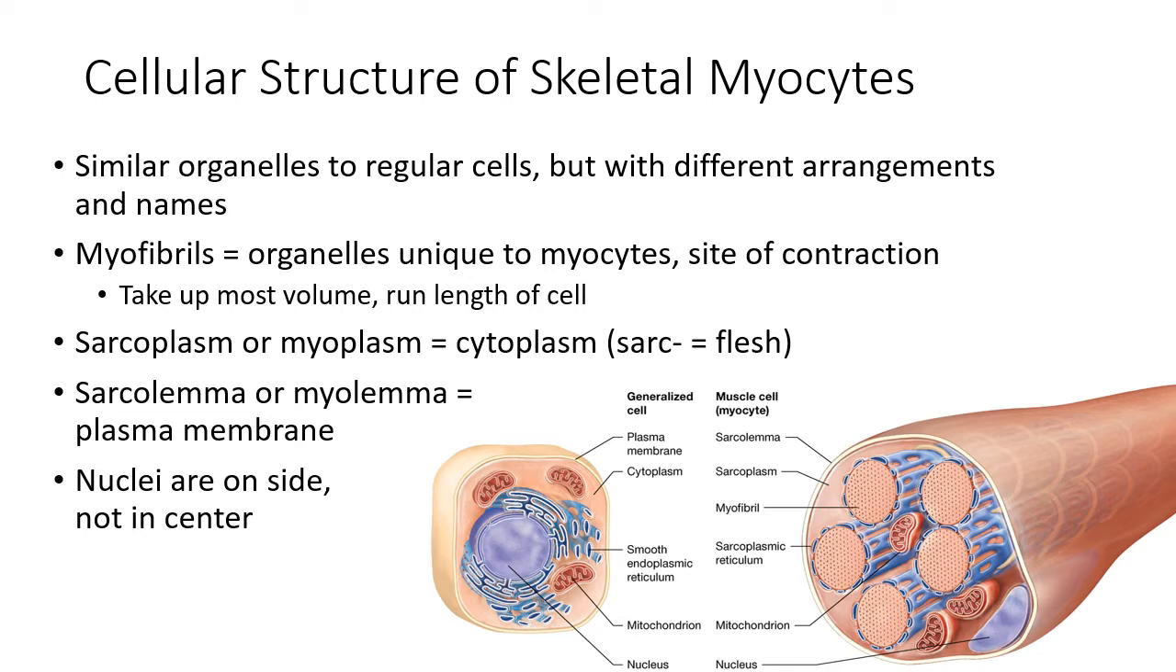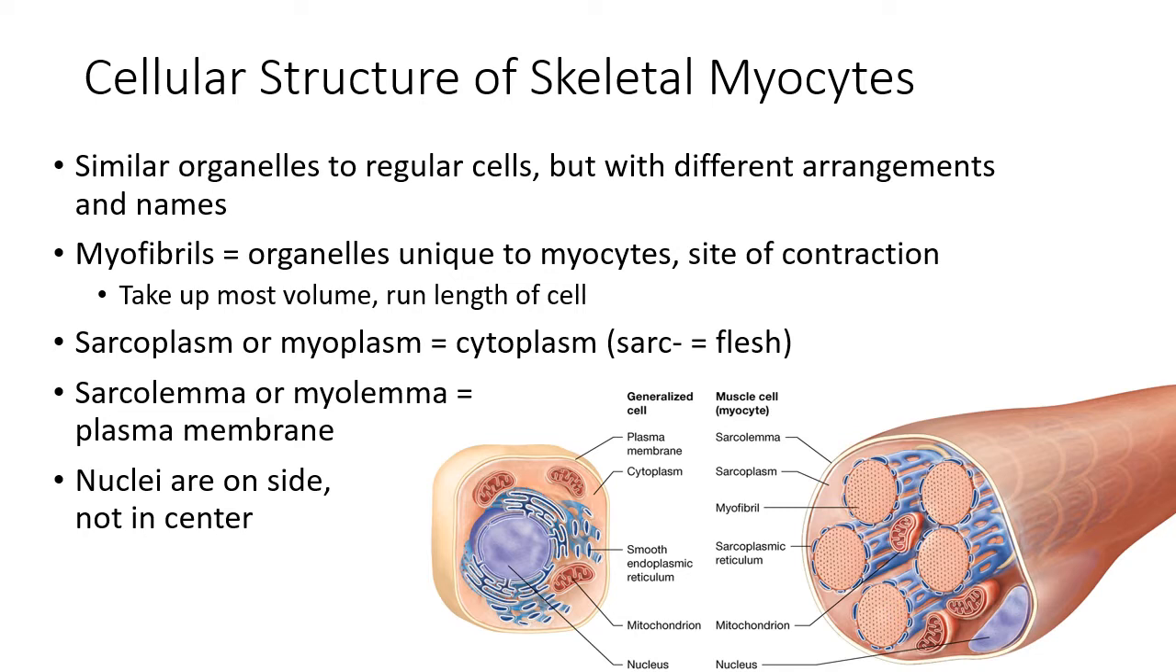So, skeletal muscle cell structure. Within a skeletal muscle cell, you have most of the organelles that you would ordinarily have, but you also have some extra organelles, and some of the regular ones have a different shape.